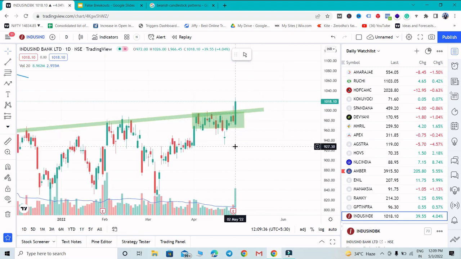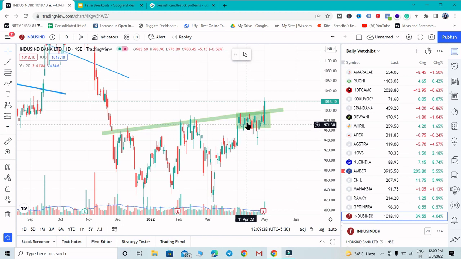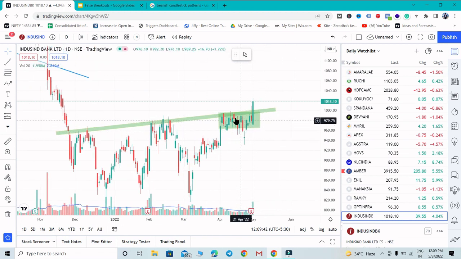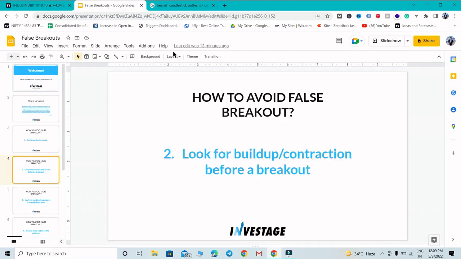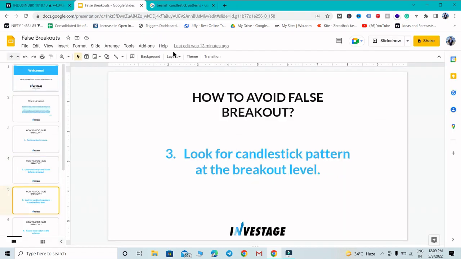So this is a breakout. After a good consolidation, it finally broke out. This is what you can call a contraction slash build up or consolidation. If you spot something like this before the breakout, then it would be a very high probability trade, and this is the type of trade which you have to take. All right, now we move on to the next point.